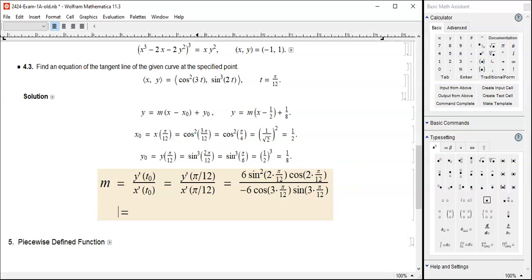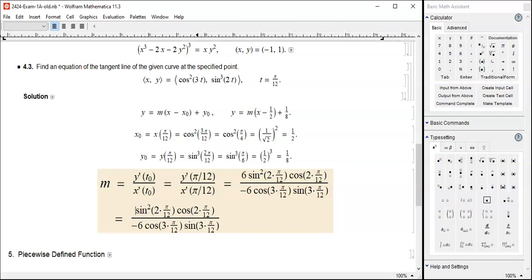But let's suppose we want to do it symbolically, which may be a bit of an overkill, but just for argument's sake, let's go ahead and do that. This 6 and that 6 will cancel each other out, and I have this negative sign. And 2 pi over 12, so this is pi over 6. And then this is 3 pi over 12, so it's pi over 4. That 2 is pi over 4.